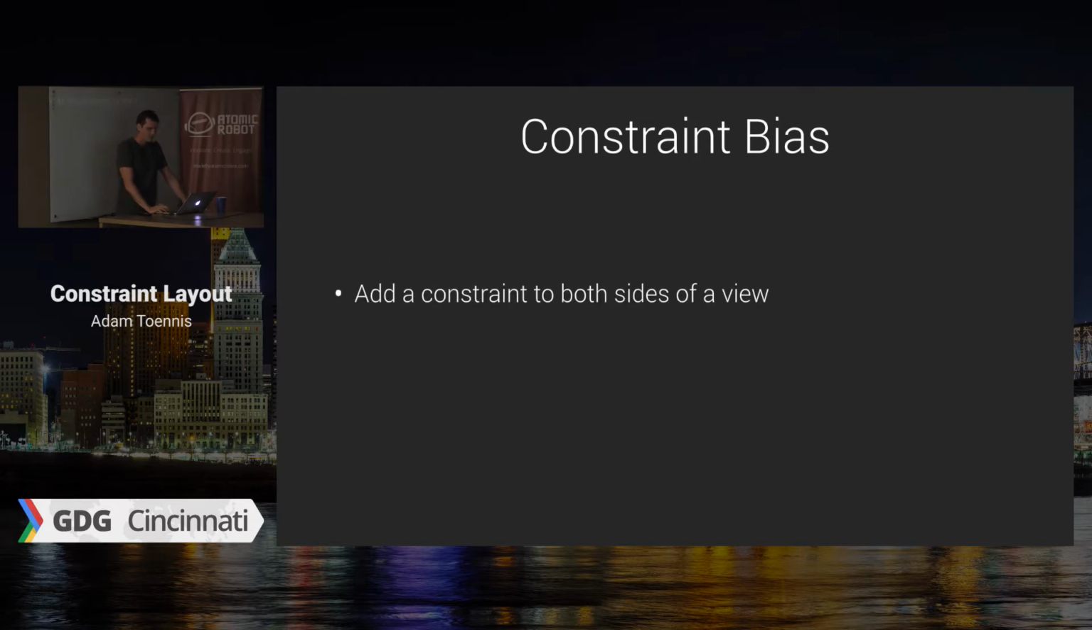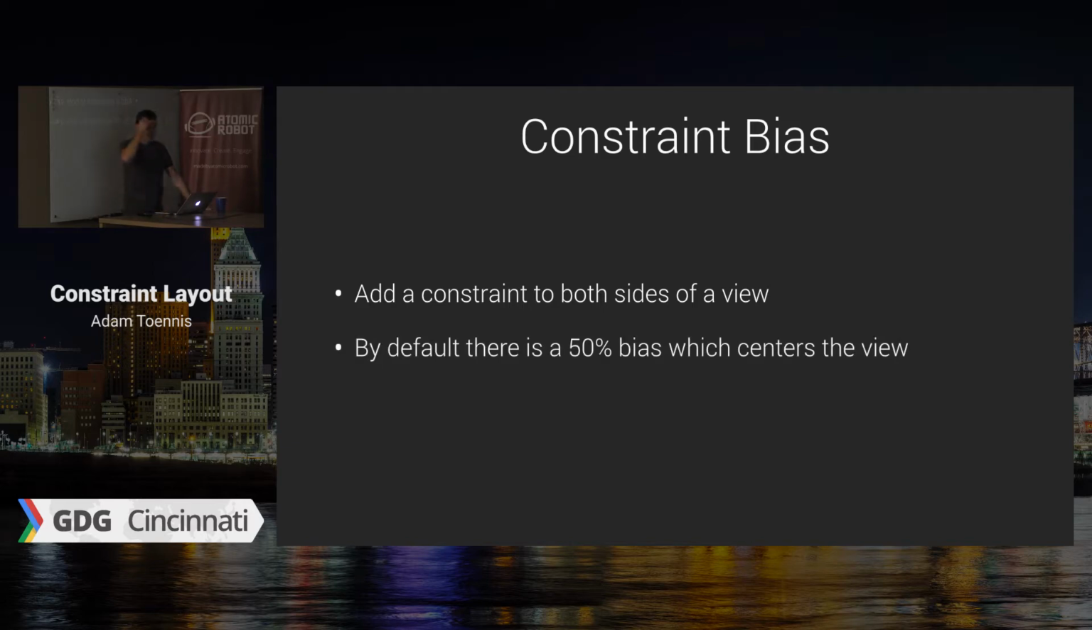So constraint bias. Again, just going through more of the fundamentals of a constraint layout. So like the earlier example, when you added a left and right constraint and it just snapped to the middle, that's the first thing you need to do in order to start playing with a constraint bias. By default, there's a 50% bias which centers the view. So you saw that the box just snapped towards the middle. That's called a 50% bias. I should say there's a horizontal and vertical bias.